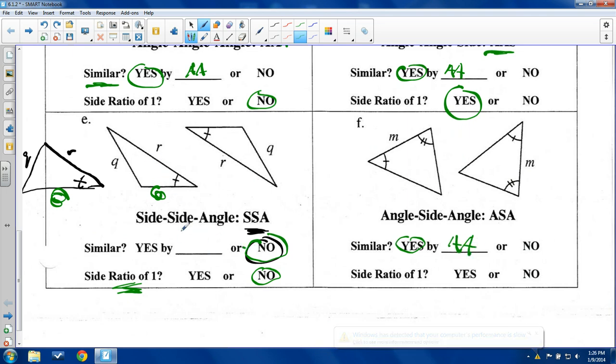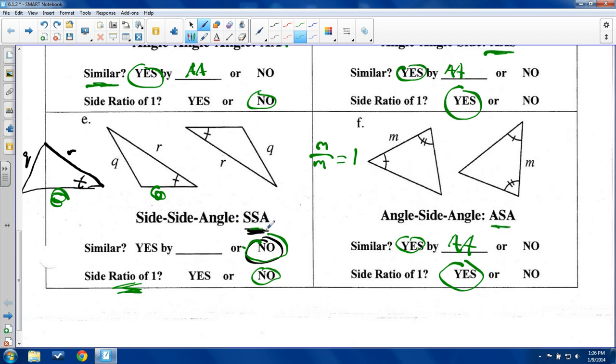By the way, I'm not writing some of these. I should probably start doing that. Well, this one's not true. Okay, I guess I've written them all. By angle, angle, side ratio of 1. Well, if this is m and this is m, m over m is 1, certainly. And because 1 is a side ratio of 1, the rest also must. So these triangles are also congruent.